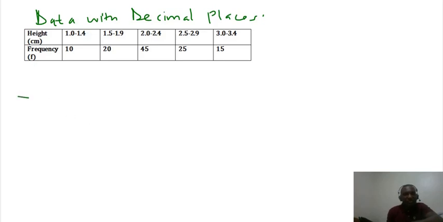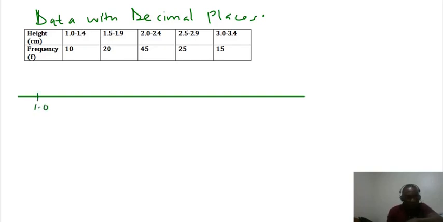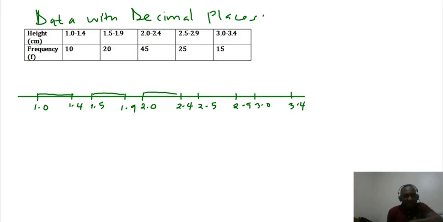Again, we are going to draw our line, and then we need to put all these class limits on the line. We have 1.0, 1.4, 1.5, 1.9. Again, we see that these are our classes, and we say that if this is grouped data, then it has to be continuous data. But then we see there are gaps. So what we are going to do is to fill these gaps with a boundary. So we call that a class boundary.